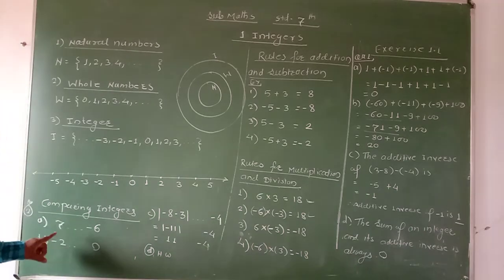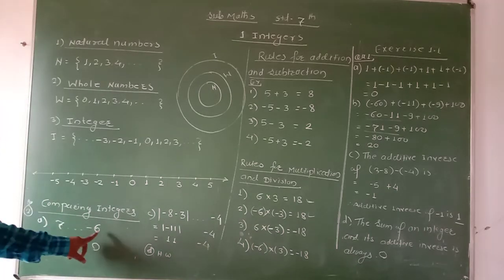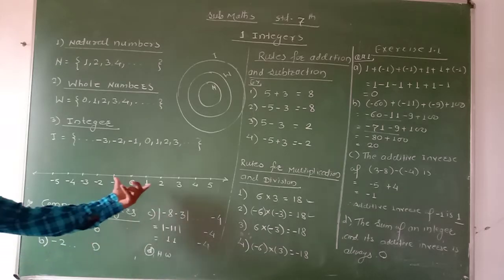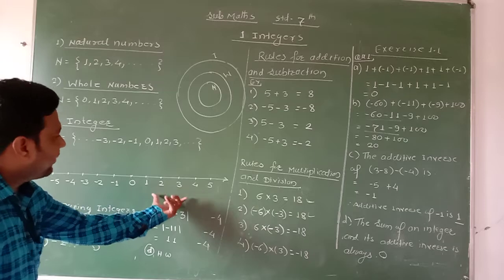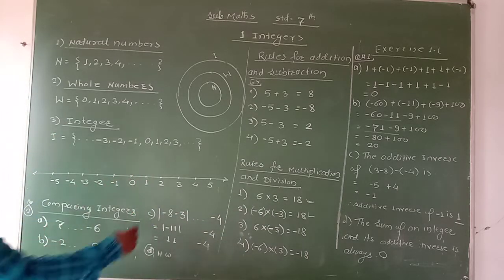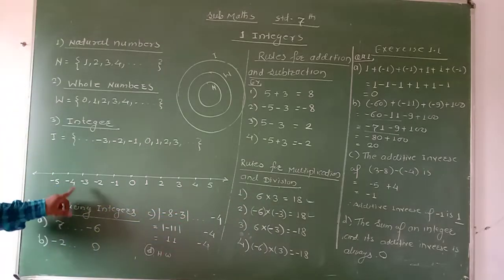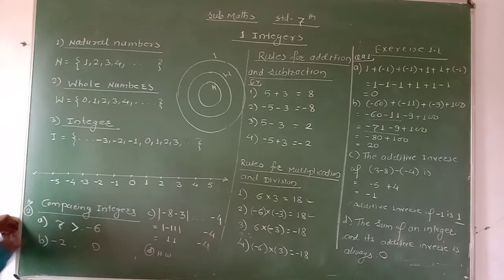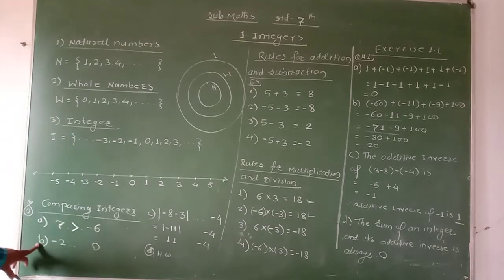Now see, this is very simple. 7 and minus 6. Now, which integer is greater here? Positive integer is always greater than the negative integer. Therefore 7 is on the right hand side of minus 6. Therefore 7 is greater than what? Minus 6.